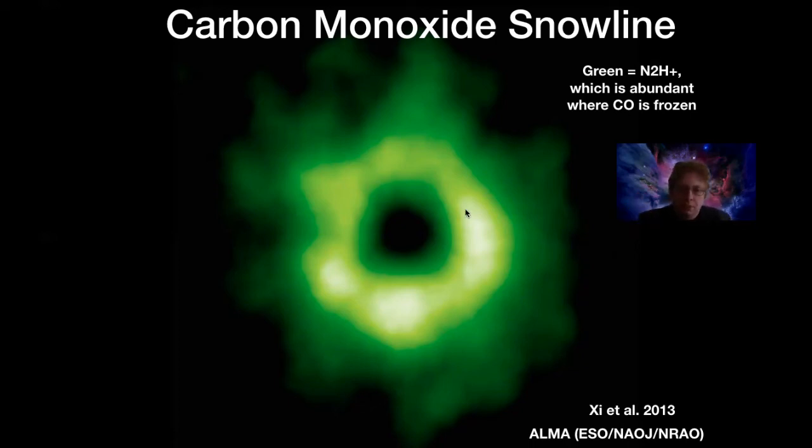What this means is that wherever you see N2H+, there must not be gaseous carbon monoxide. And what you can see in this image is that there's a hole in the middle of this disk where there is no N2H+. So we can imagine that inside this hole, all of the carbon monoxide must be in gas form, because it has reacted to get rid of the N2H+. But beyond this hole, all of the carbon monoxide is frozen, and we get a lot of N2H+ as a result. So by looking at where the N2H+ is and is not, we can tell where the carbon monoxide is, and we can see that the snow line for carbon monoxide is right around here in this region.